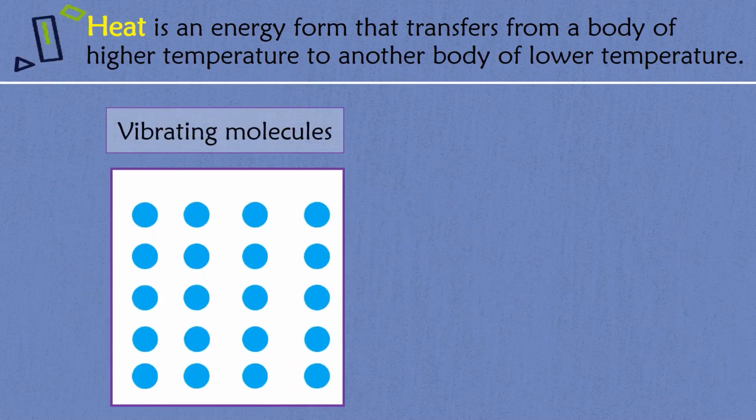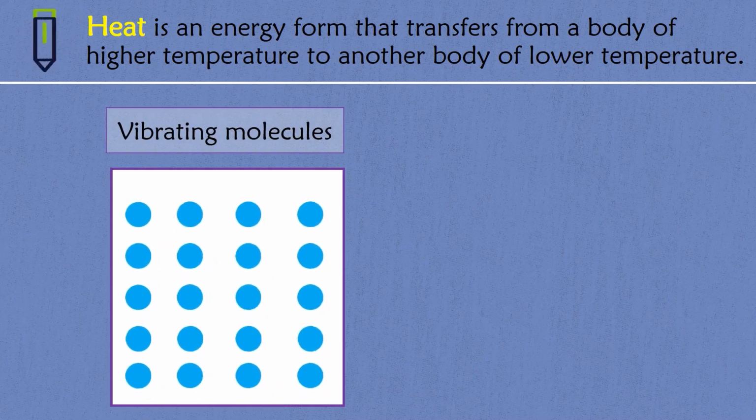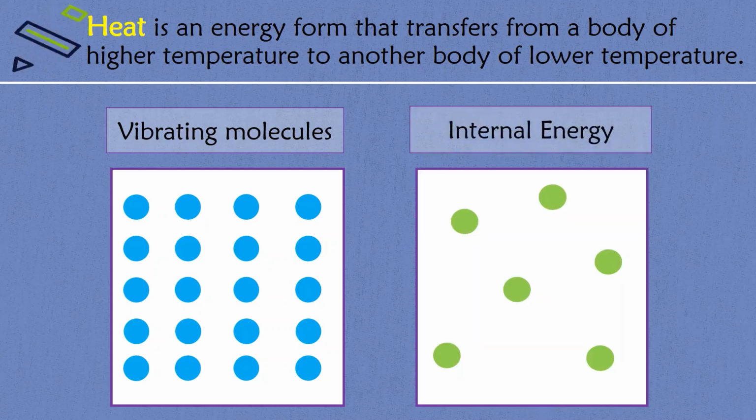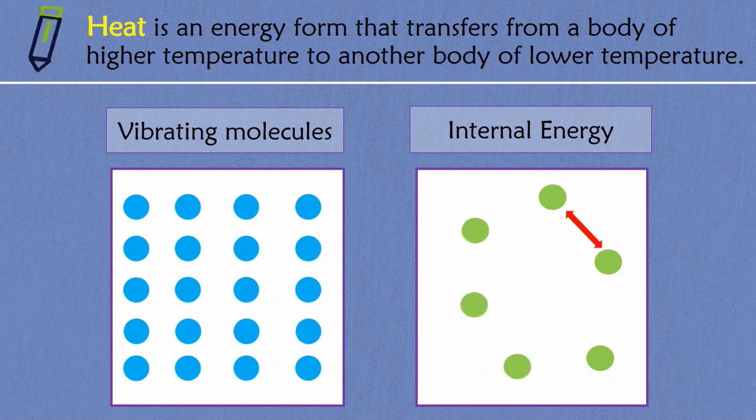Heat is produced from molecules of matter that continuously vibrate. Heat is an energy form that transfers from a body of higher temperature to another body of lower temperature. Once heat is transferred or released, it affects the internal energy of the body. Internal energy is the total energy in a body. Thus, it includes the potential energy and the kinetic energy of molecules or atoms in an object.